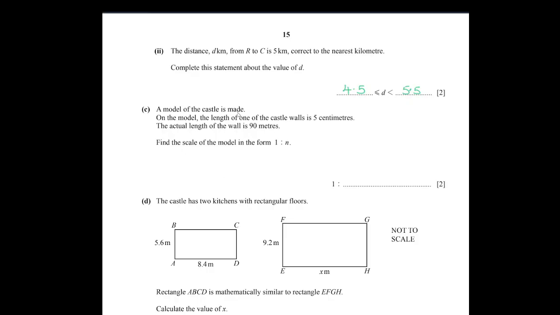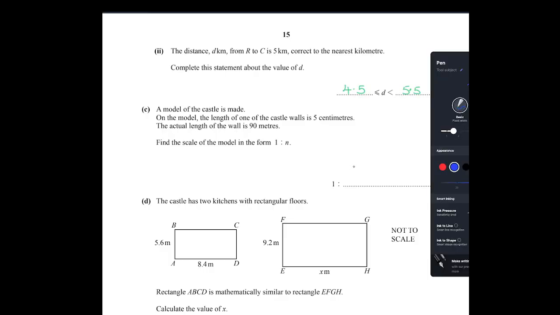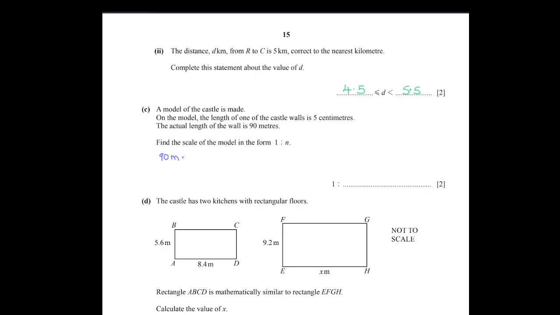A model of the castle is made. On the model, the length of one of the castle walls is 5 centimeters. The actual length of the wall is 90 meters. Find the scale of the model in the form 1:n. Okay, so the length of one of the castle walls on the model is 5 centimeters and the actual length of the wall is 90 meters. So 5 is 5 centimeters. Convert this 90 meters into centimeters. 90 into 100, that is 9000 centimeters.